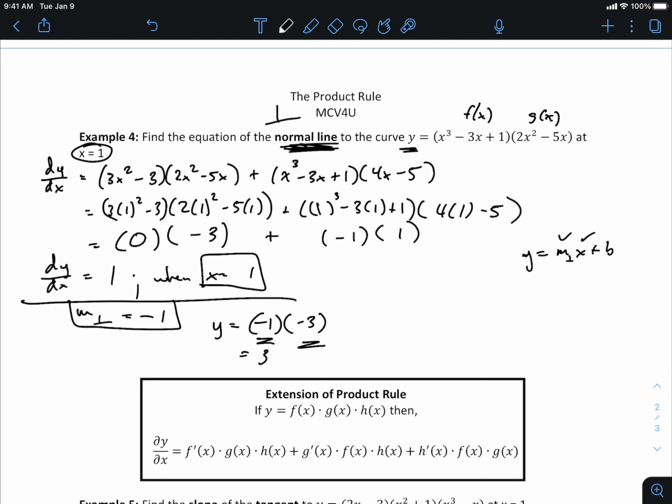So you know x, you know y, you know m perpendicular, you plug it in there, right? So we get 3 equals -1 multiplied by 1 plus b. So we get 3 equals -1 plus b, 4 equals b. So the equation of the line that is the normal to the tangent, perpendicular, would be y equals -x plus 4. And if I wrote that in standard form, you would get x plus y minus 4 equals 0.